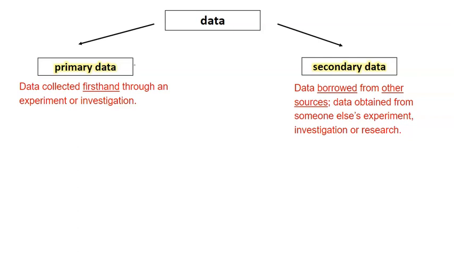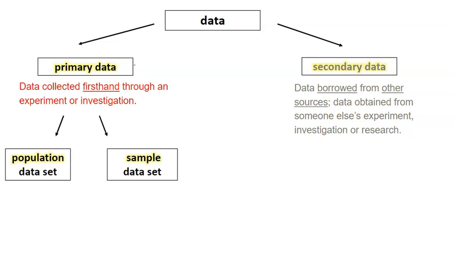Secondary data is data borrowed from other sources. The data is obtained from someone else's experiment, investigation, or research. In our mathematics study, we're going to concentrate on primary data because we're going to collect the information firsthand through an investigation. We have two options for doing this.